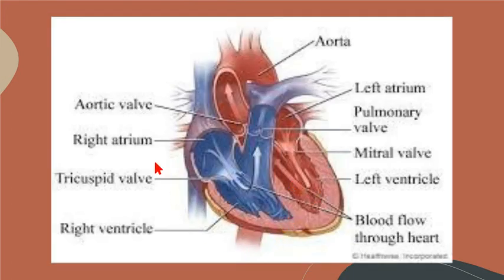Now let's see the structure of the heart. You see here, this is the right side of the heart, this is the left side of the heart. In the right side of the heart there is the right atrium and right ventricle, and the left side of the heart consists of the left atrium and the left ventricle. Also there is the aorta, which is the largest blood vessel, the largest artery basically. It is also present in the heart.